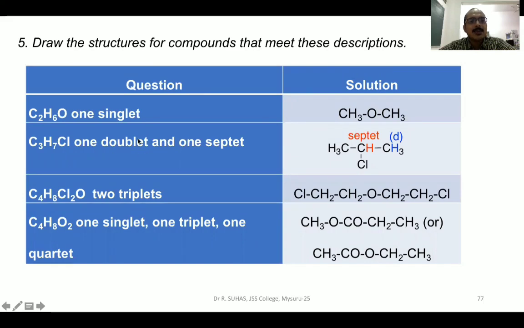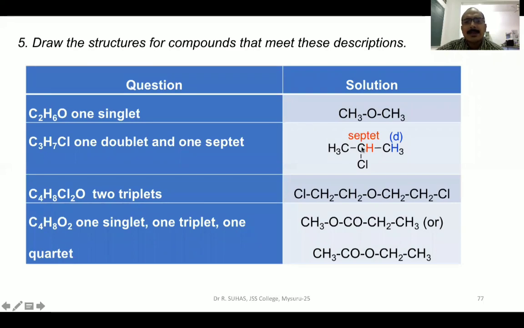C3H7Cl. It is showing one doublet and one septet. As I've already told you a short while ago, doublet and septet is the characteristic feature of an isopropyl group. Now C3H7 is definitely a propane system, and the clue coming from this is an isopropyl, and hence the structure is CH3, CH, CH3, Cl. Here you can see that there is an isopropyl group and a chloro, so the compound name is isopropyl chloride.